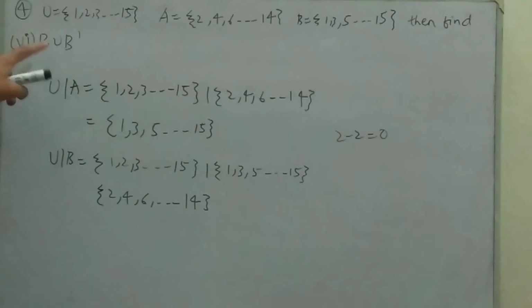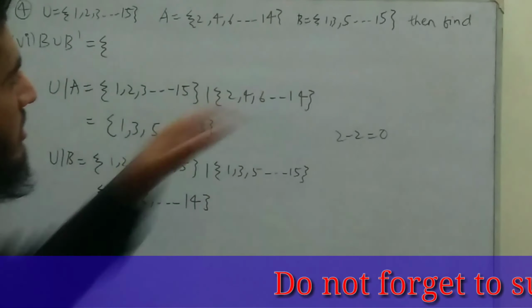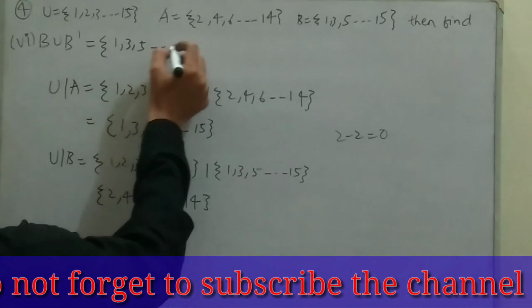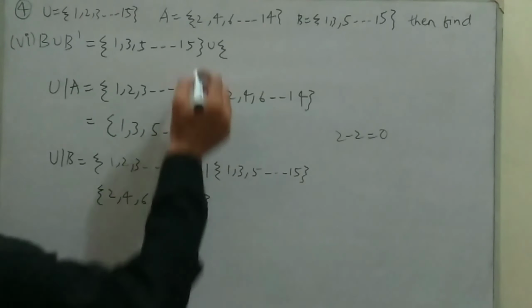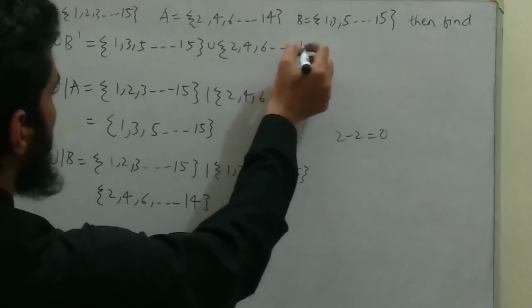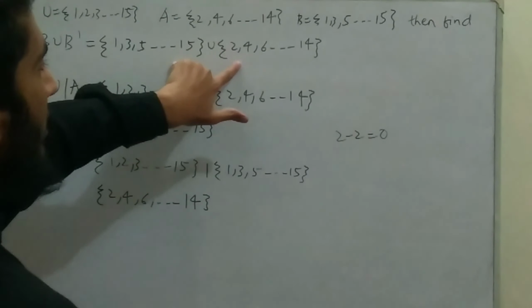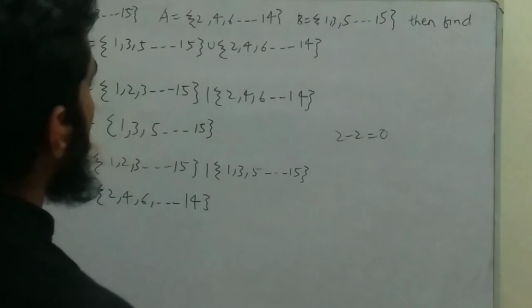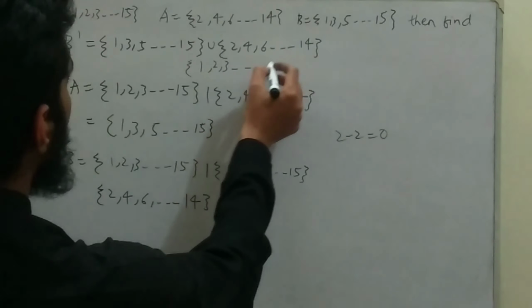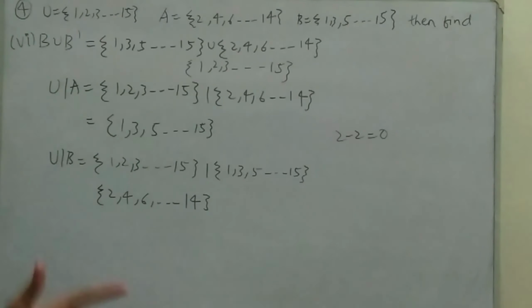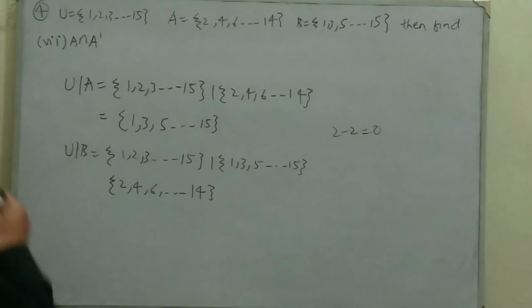For the sixth part of question number 4, find B union B complement. Putting in the values, B is 1, 3, 5 up to 15 union B complement, which is 2, 4, 6 up to 14. The union will be the combined elements of these two sets. So 1, 2, 3, 4 and so on up to 15 is our union between these two sets, B union B complement. Now move to the seventh part of question number 4. It tells us to find A intersection A complement.